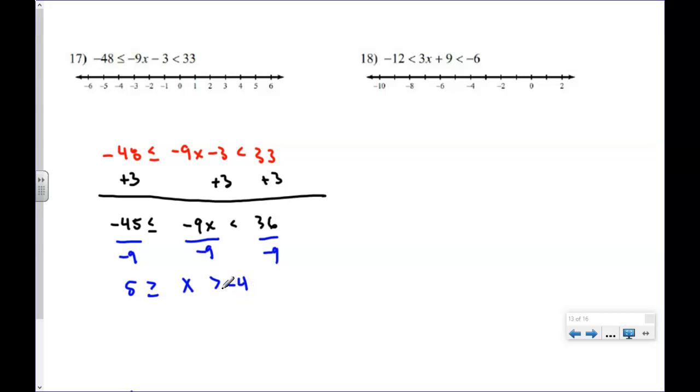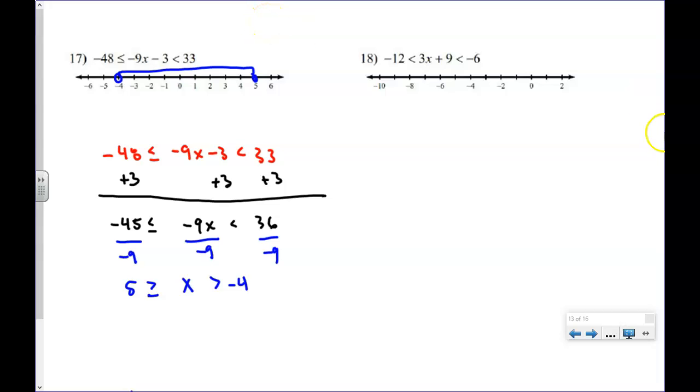If I were not to flip the sign, that wouldn't make sense. X cannot be bigger than 5, but smaller than negative 4. That can't work out that way. All right, so we're going to just say, okay, closed circle at 5, open circle at negative 4. We're just connecting. Okay.